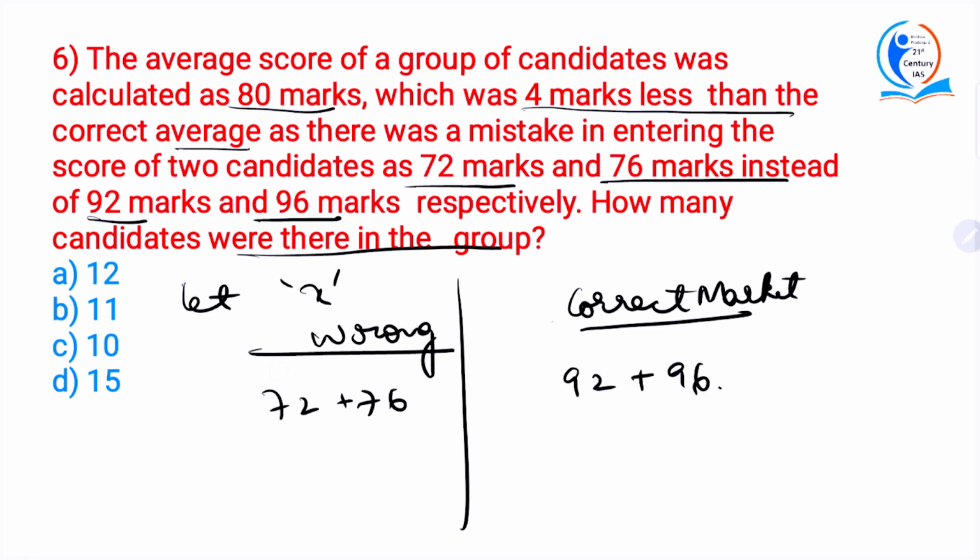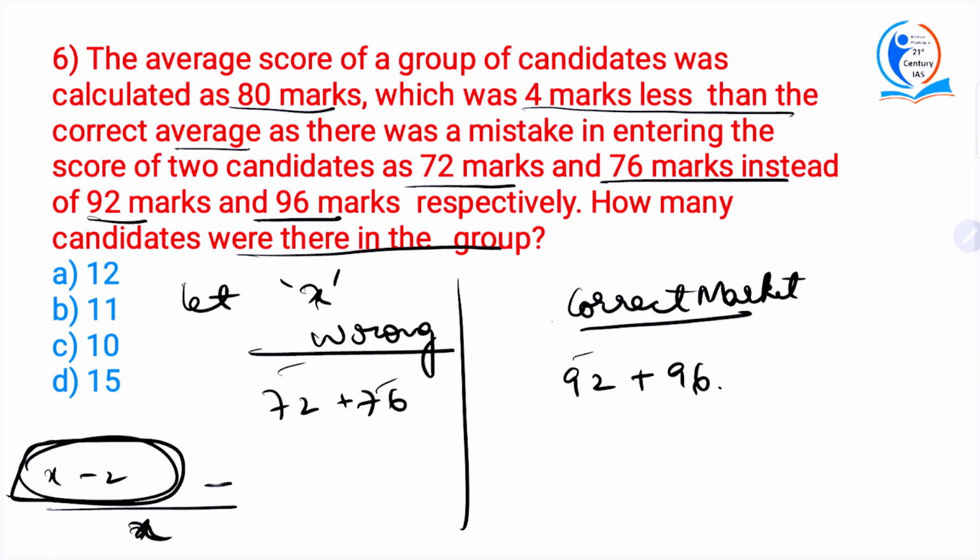See, if these are two candidates, right? And there are X number of candidates. When you're taking the average, you will write X in the denominator. And in the sum, you are writing X minus 2 candidates' marks plus these two candidates' marks. This is unchanged, no? It is unchanged. So let the sum of the marks of X minus 2 candidates be K.